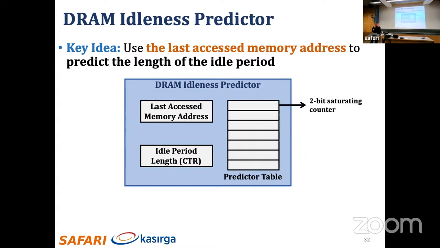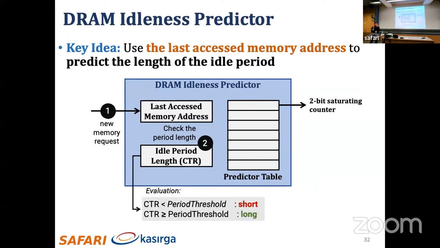The update process is as follows. When a new memory request is received, the predictor first gets the last accessed memory address value. It then checks the idle period length and compares it to a threshold called the period threshold and determines whether the past idle period was short or long. Third, it accesses the predictor table with the last accessed memory address and updates the counter value based on our evaluation of the current idle period. After the entry is updated, the last accessed memory address is updated with the new request address, and the idle period length is reset to zero.